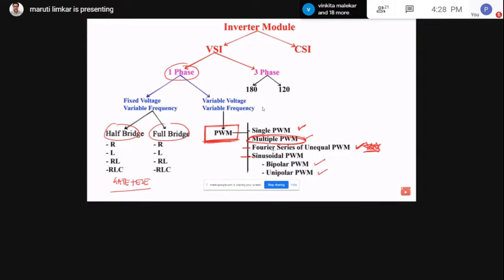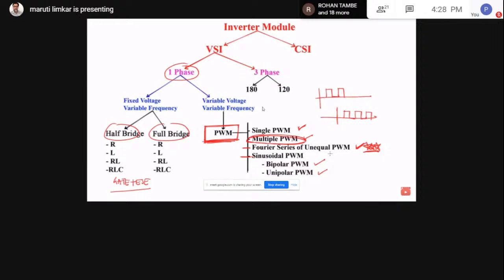I can guarantee you. In the book, if you see Vimra, they have explained the multiple PWM by taking 2 pulses. But if in the GATE exam they give you 3 pulses, then what will you do? So this is the disadvantage for students if they go and study only with the book.